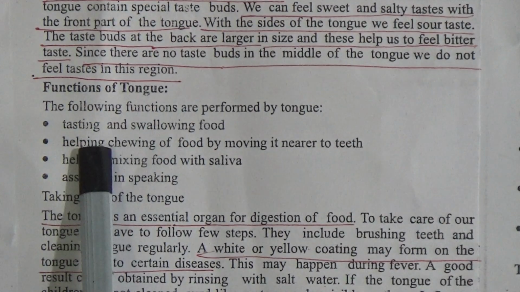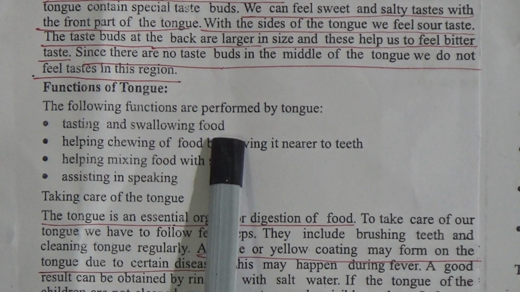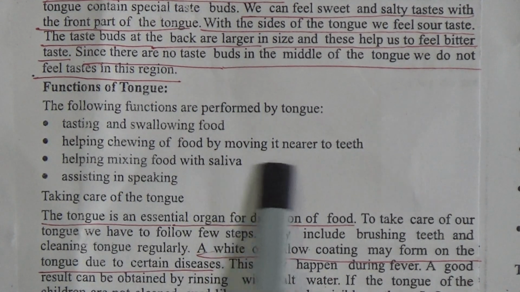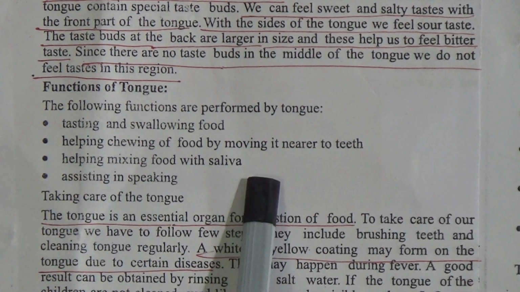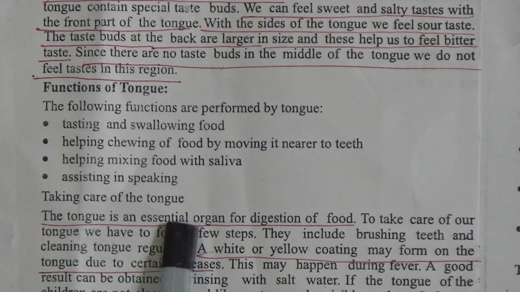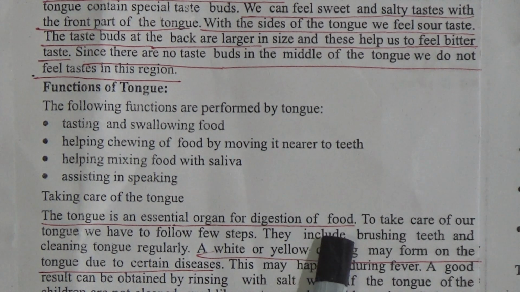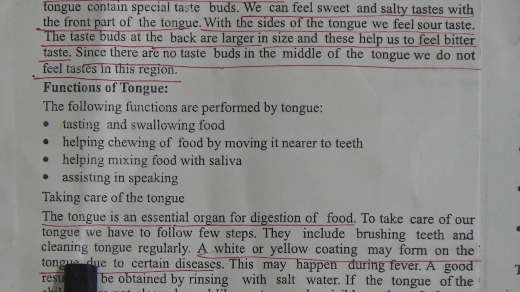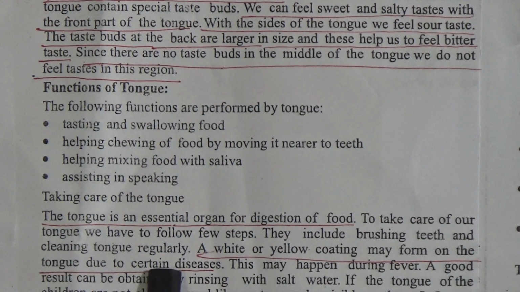Function of the tongue. The following functions are performed by the tongue: tasting and swallowing food, helping chewing of the food by moving it nearer to teeth, helping mixing food with saliva, assisting in speaking. Taking care of the tongue: the tongue is an essential organ for digestion of the food. To take care of our tongue, we have to follow a few steps. They include brushing teeth and cleaning the tongue regularly.